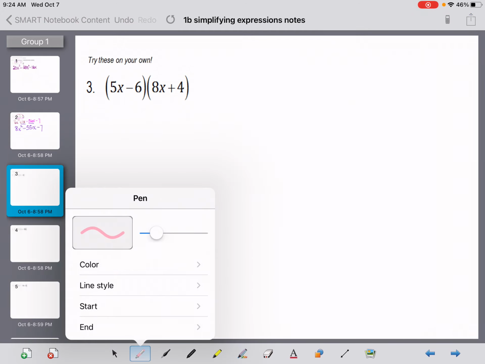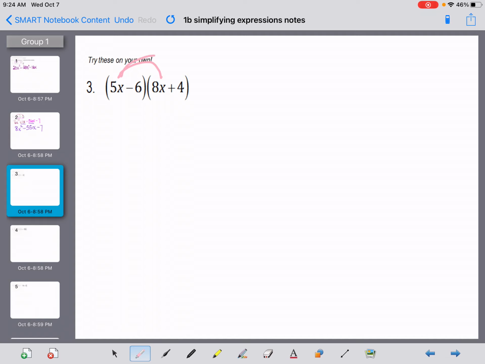For problem number 3, distributive property. We're going to distribute the 5x. 5x times 8x is 40. X times x is x squared. 5x times 4, it's 5x times positive 4, which is positive 20x.